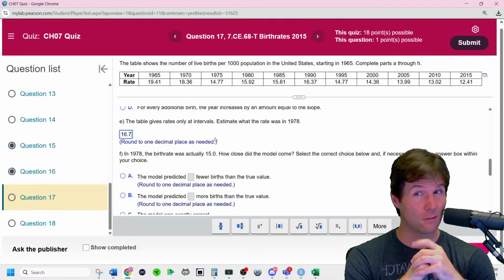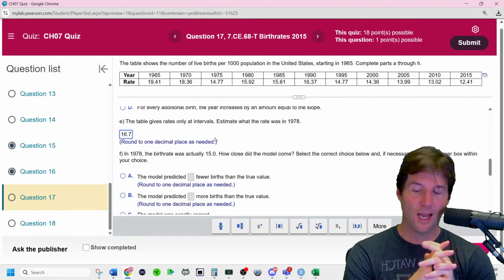It should say that. In 1978, it was actually this. Now, this is where it's very important. Let me take a screenshot here.